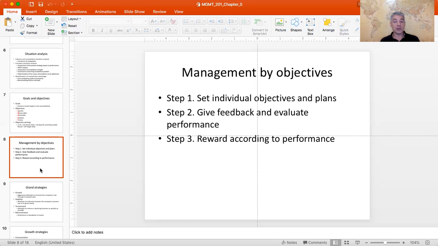Step two is you give feedback and evaluate performance, not just at the end, but also throughout the process. Whenever you set up some objectives, even if they are operational in nature, even if they are not long term, it's typically not something that the employee will do in the next 5 minutes. It is usually something that will require quite some time. Your feedback as a manager is absolutely essential.